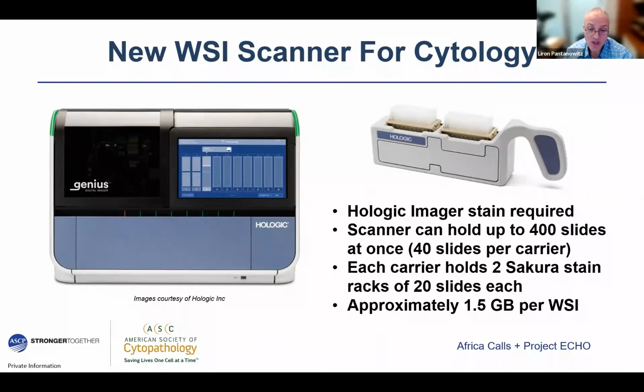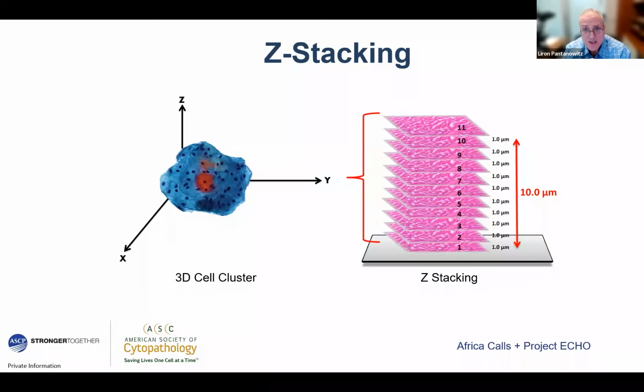That is because you need good pre-imaging qualities before you can analyze the image. The scanner can hold 400 slides. Each carrier has 40 slides, and you can see in this picture that it has those 2 racks, so quite easy to load. And in our experience, it's about 1.5 gigabytes for a whole slide image. So you could fill up a server in a short time if you have thousands and thousands of Paps to analyze. Now, the problem I'd mentioned is you need to be able to focus on your cytology material.